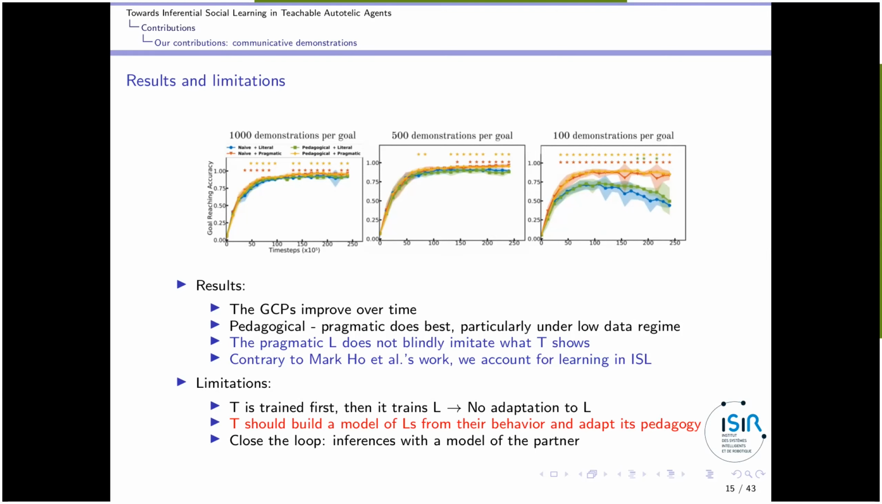Okay, but there are some limitations to this work, and the first limitation is that first we train the teacher to be as pedagogical as possible, and then we use the agent using demonstrations from the teacher. Whereas it would be much more interesting if the teacher was trained in front of a particular agent and would adapt its policy to that particular agent. Okay, but for that, we would need the teacher to have a specific model of the learner, and the learner to have a specific model of the teacher. Okay, that would be having a theory of mind, and that will be the second part that I will tell you about.